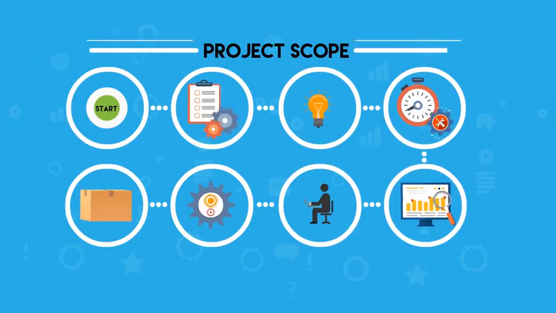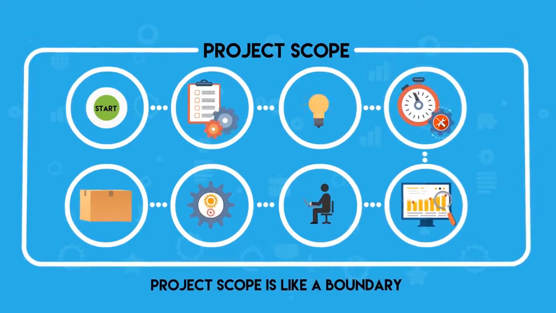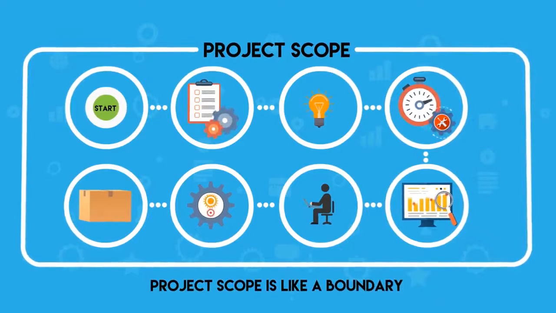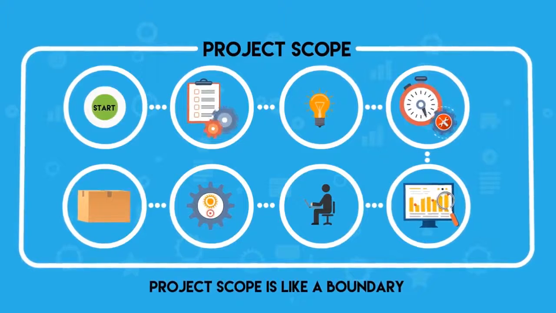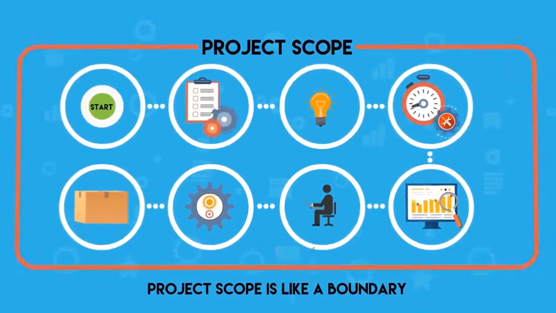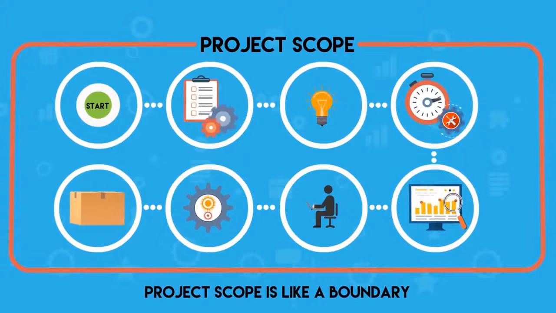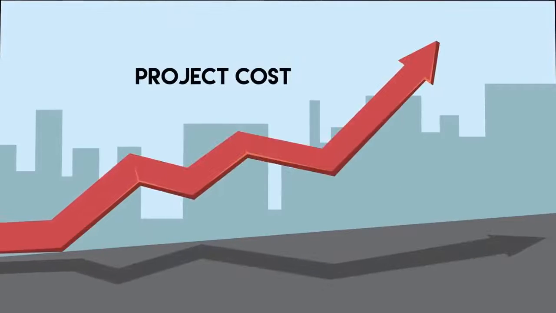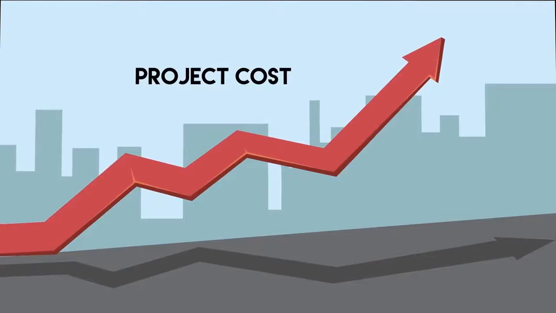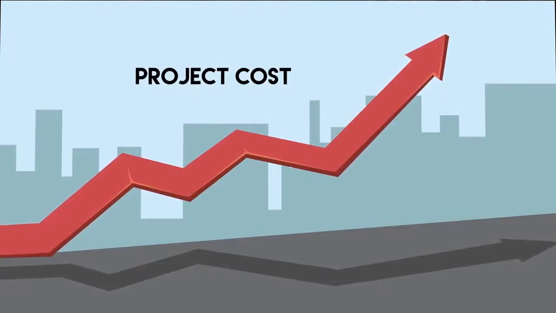So project scope is like a boundary around a project, with everything required to complete it on the inside and everything else outside. If you don't draw a boundary clearly, too little may be put into a project and it will fail to meet requirements. Putting in too much could lead to schedules not being met and costs getting too high.